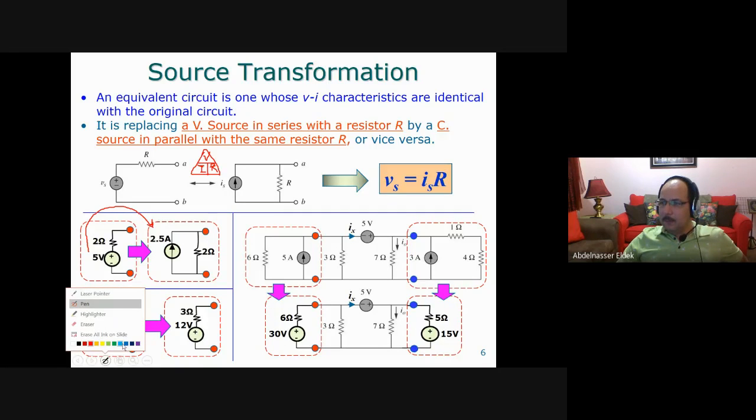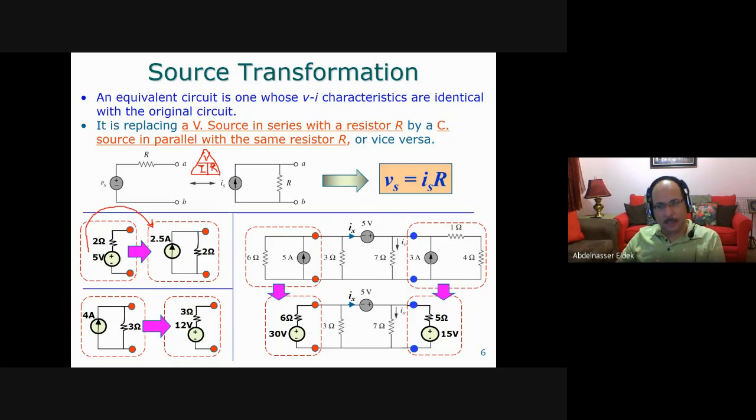And if you want to do the opposite, for example, if you have a current source like this one here, this 4 ampere and 3 ohm, they are parallel to each other. Then you can convert it to a voltage source in series with the same resistor. Then 3 ohm is 3 ohm, you don't change it. And this 12 volt comes from Ohm's law, 3 times 4 would be 12 volt. So this is the idea of source transformation: you convert a voltage source to a current source or the opposite, but the condition is that the voltage source is in series with the resistor and the current source is parallel with the same resistor.